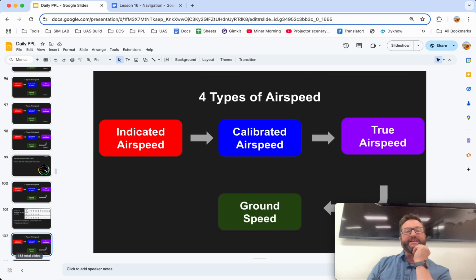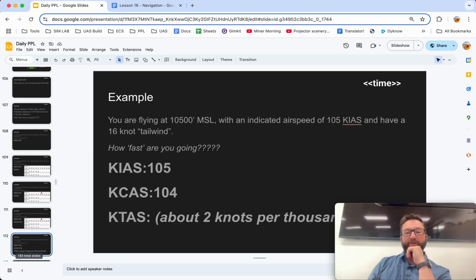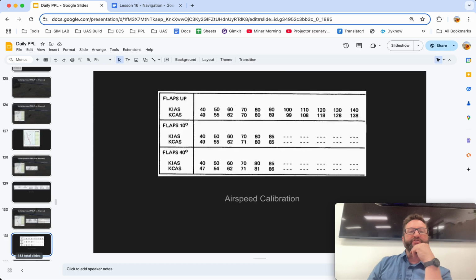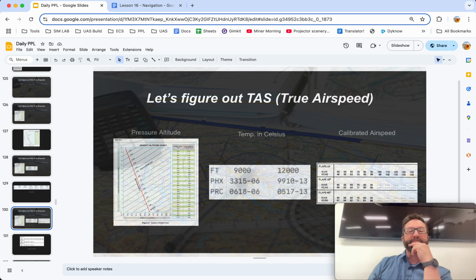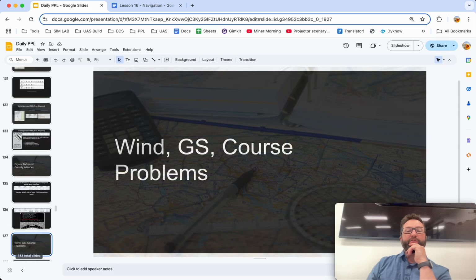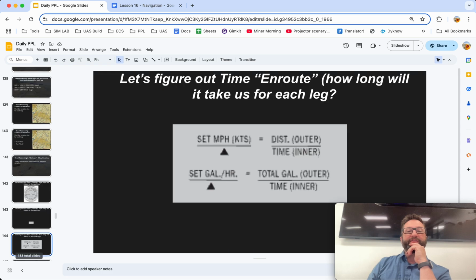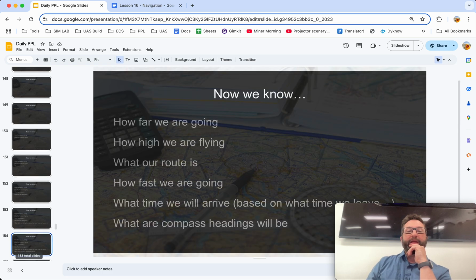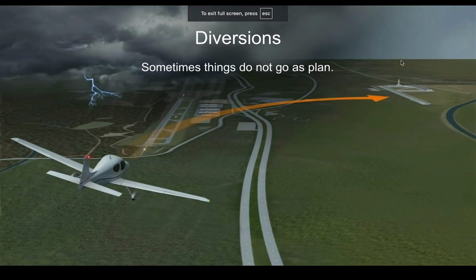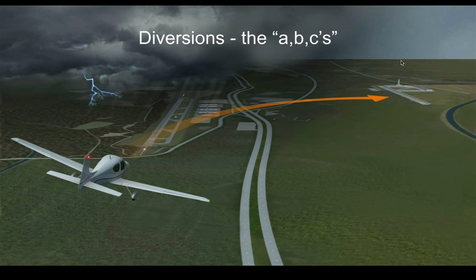And we talk about different kinds of airspeed in class. That's a review from an earlier lesson. We use the E6B. We use charts like winds aloft charts, calibrated airspeed, pressure altitude charts. We're using all kinds of different stuff. And then we're going to get to diversions. So jump to your notes about diversions, and we'll do all that other stuff in class, because sometimes things do not go as planned, and that's when diversions come in handy.